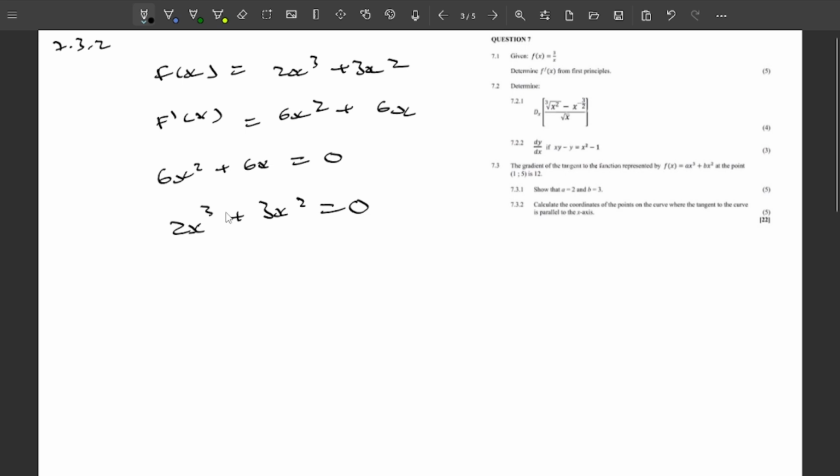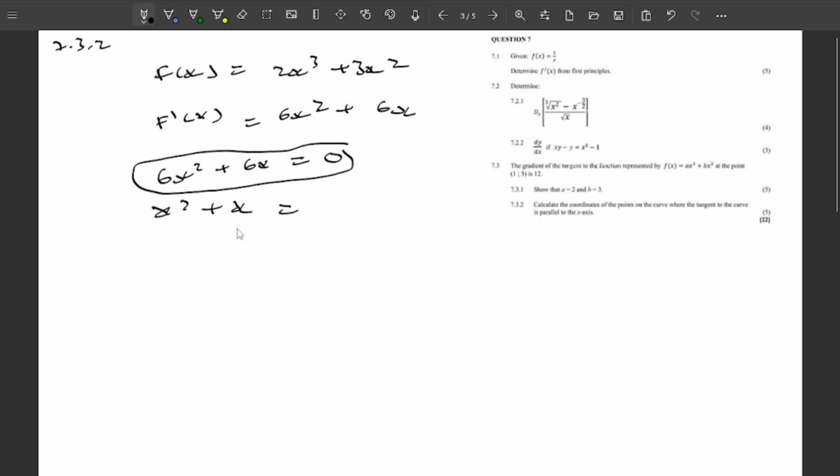Let's use this one. This one, we're going to use at a later stage. Let me just erase it for now. Since we know that the turning points, the maximum point, have a y value of 0, it's going to be x squared plus x, dividing both sides by 6, equals 0. From there, factorize the x, which gives x times (x plus 1) equals 0. Then equate both factors to 0 to find your answers.